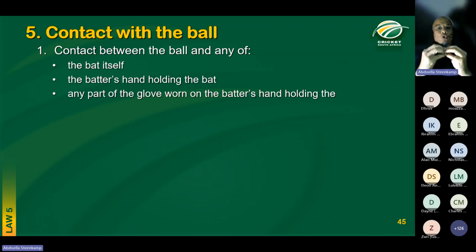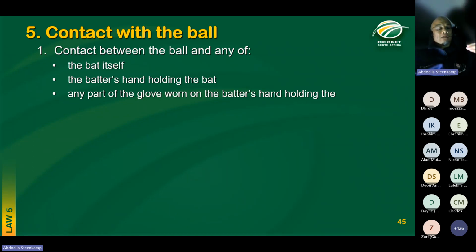Any part of the glove worn on the batter's hand holding the bat. The important part here is the batter's hand holding the bat and any of the glove worn on the batter's hand holding the bat. So if the ball makes contact with the glove holding the bat or the hand holding the bat, and it then goes to first slip or the keeper and the catch gets taken cleanly, the batter can be given out caught.